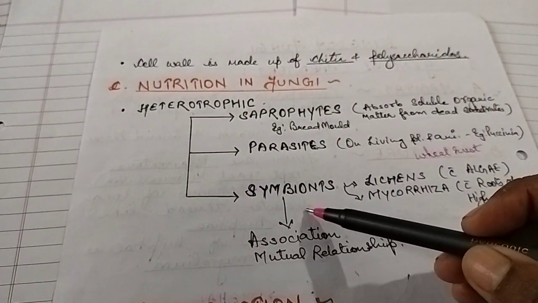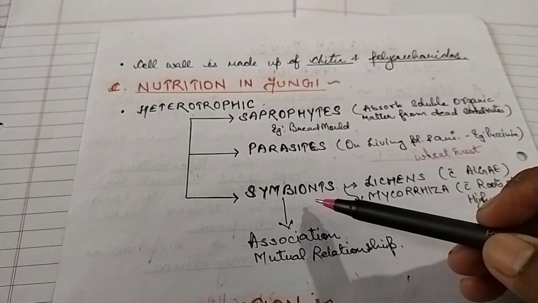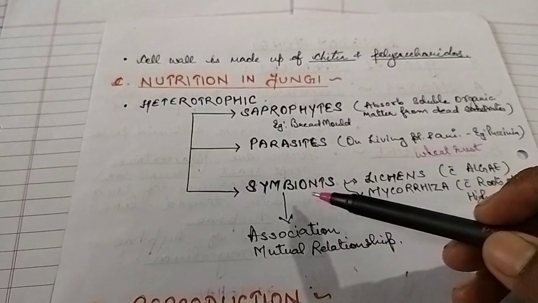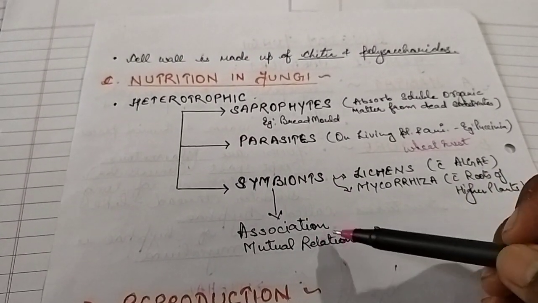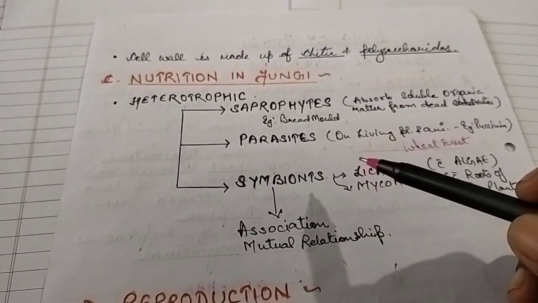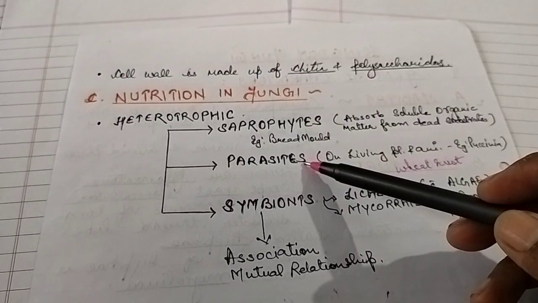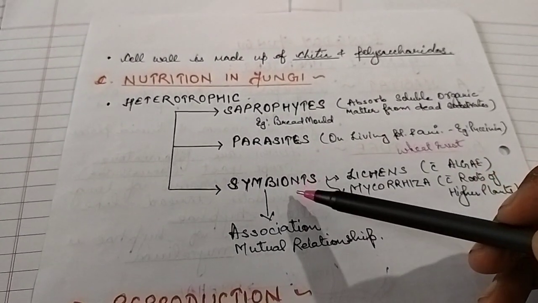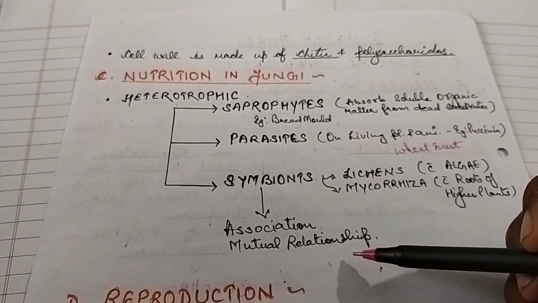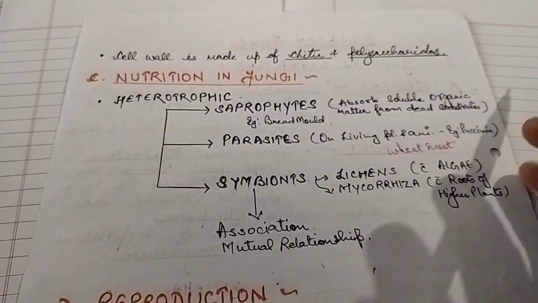Now, another important kind of heterotrophic mode of nutrition exhibited by fungi is the symbiotic mode of nutrition, and such fungi are called symbionts. So, what is symbiosis? Symbiosis is an association of two organisms in a mutual relationship, meaning both of them benefit each other in one way or another. A parasite only uses the host on which it is living. But in symbiosis, two organisms come together in a mutual relationship. They benefit each other and do not harm each other. Mostly one provides food and the other provides shelter. Like that, there is a mutual relationship.